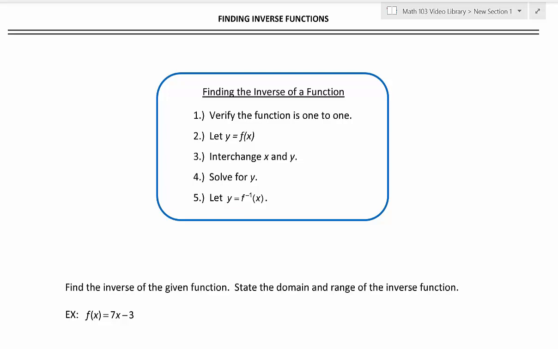We'll start by taking it out of function notation by letting y be equal to f of x. Next, we'll interchange the x and the y, just as we did when we were finding inverse functions of both graphs and ordered pairs. Next, we'll solve for y, and then lastly, we'll put it back into function notation by replacing the y with f inverse of x.